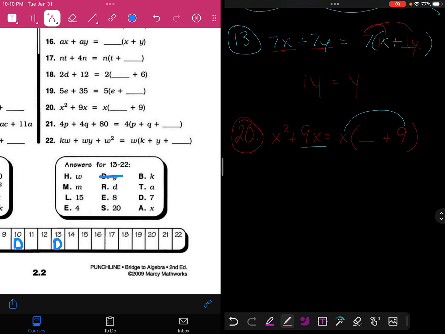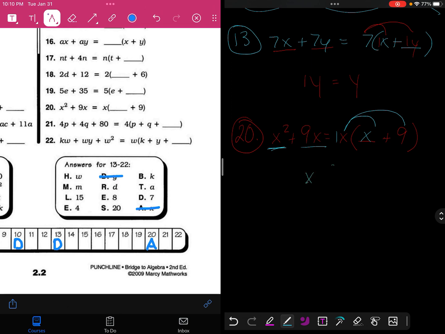So we've got to think x times what will give me x squared. So remember, there's a 1 in front of it. So if 1x times something is going to give me x squared, think of our exponent rules. Exponents mean a number times itself. So if I have x times itself, that would be x squared. So our answer for this one is going to be x. So that is going to be letter A for 20.